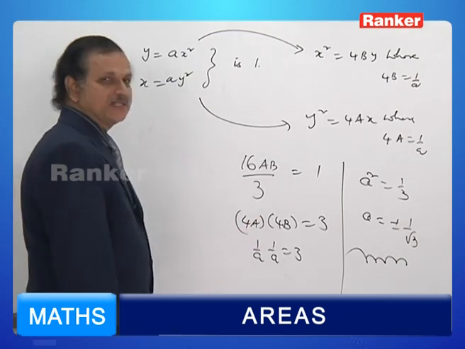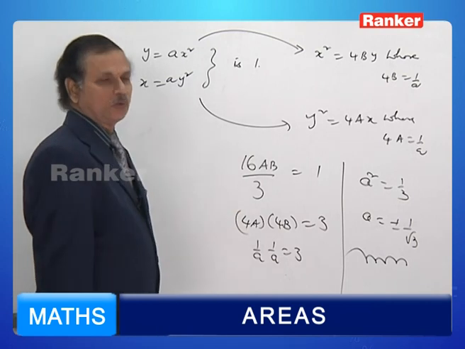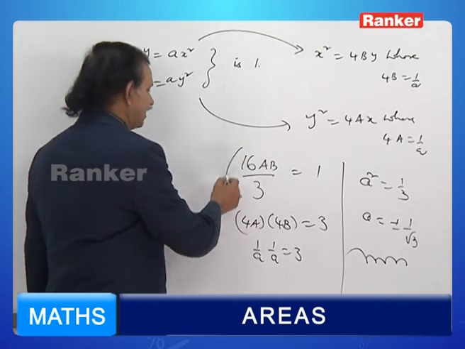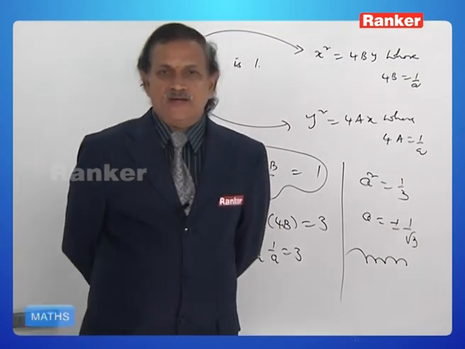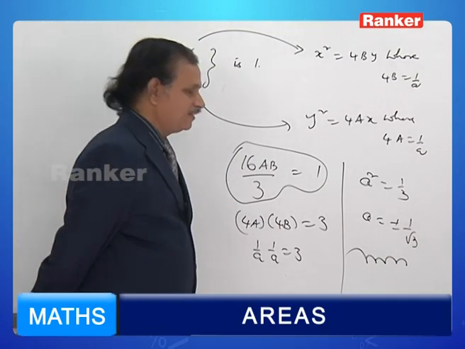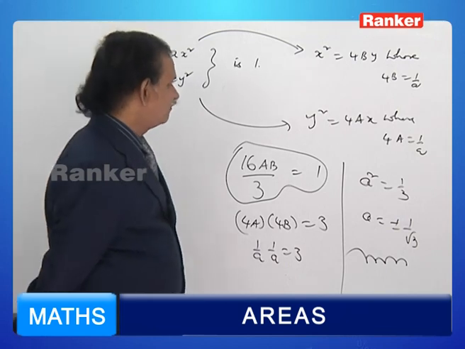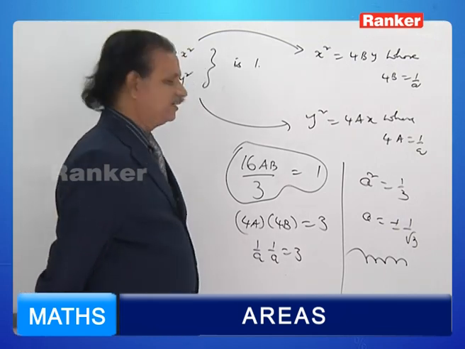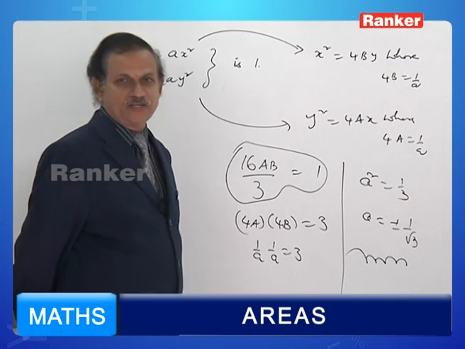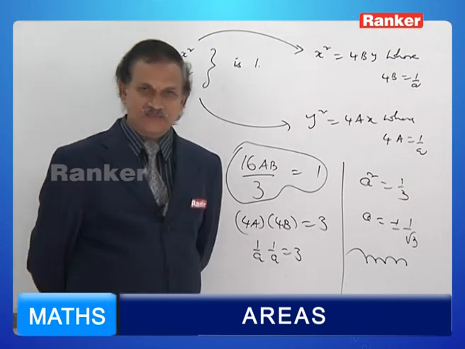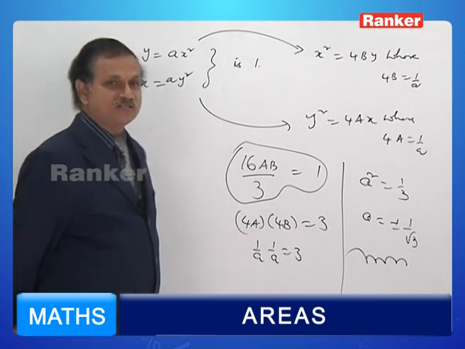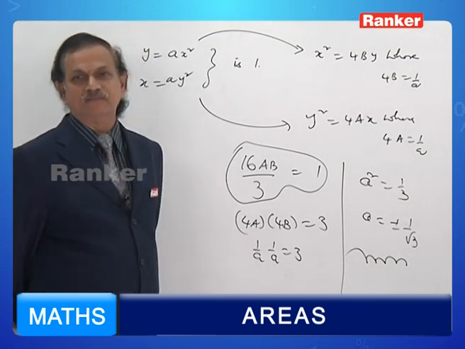Here also, in solving this question, we could have made use of this formula, 16ab by 3. We know that the area bounded between the parabolas y square is equal to 4ax and x square is equal to 4by is 16ab by 3. I think you could recollect it. You could remember it. Yes. 16ab by 3 is the area according to the formula.